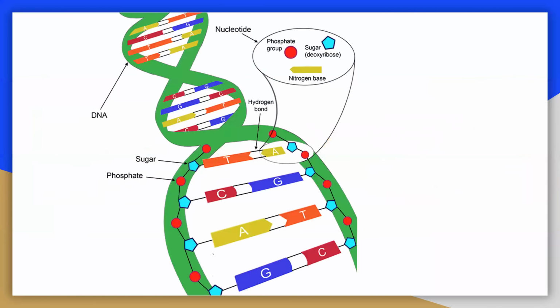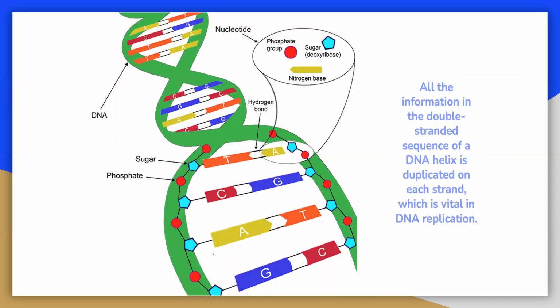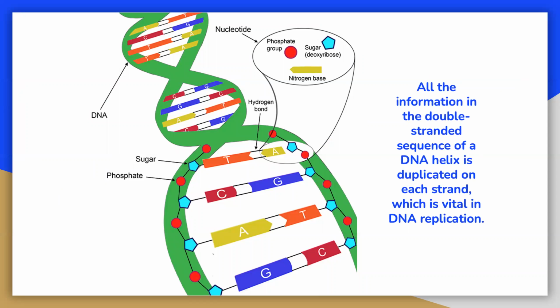As a result of this base pairing, all of the information in a DNA double helix is duplicated on each strand, which is vital in DNA replication. This reversible and specific interaction between complementary base pairs is critical for all the functions of DNA in organisms.